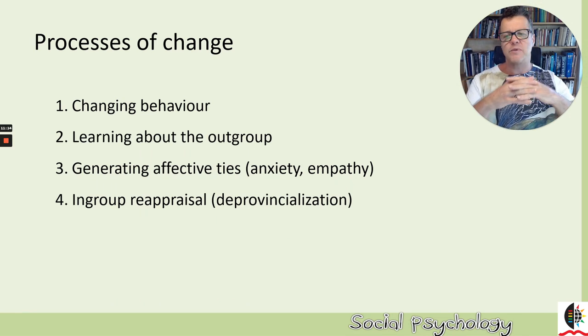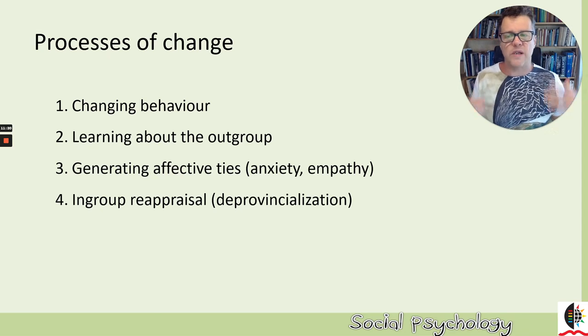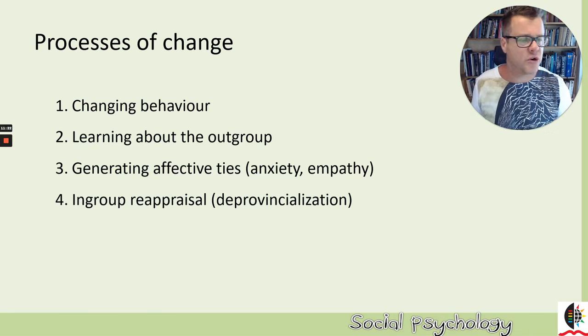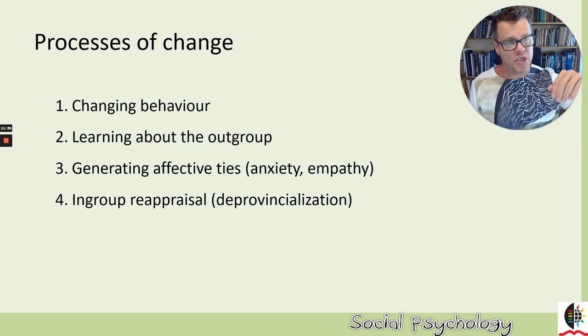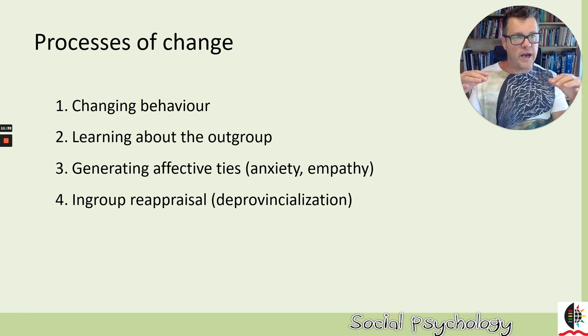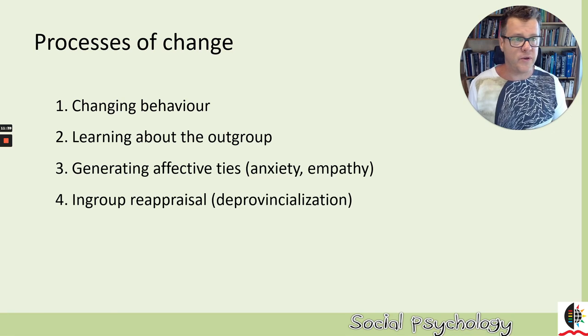But as soon as people come together in intergroup contact, you realize, people just like me. So we learn that a lot of these stereotypes that we have are not true. The third way is that you develop affective ties, especially the reduction of anxiety. When there's segregation, there's lots of anxiety associated with contact, and empathy, the production of empathy.